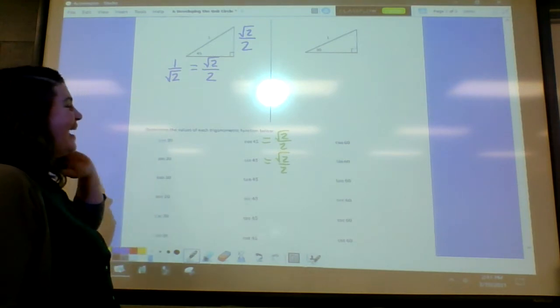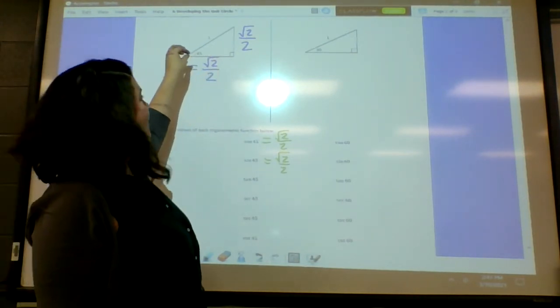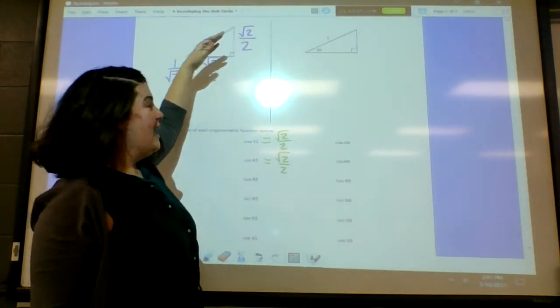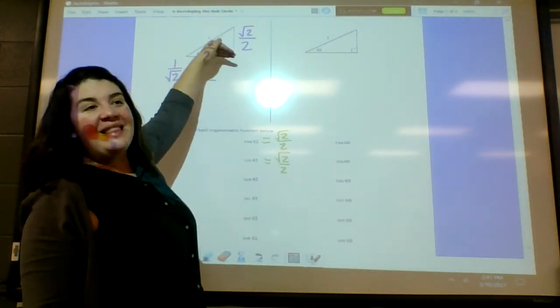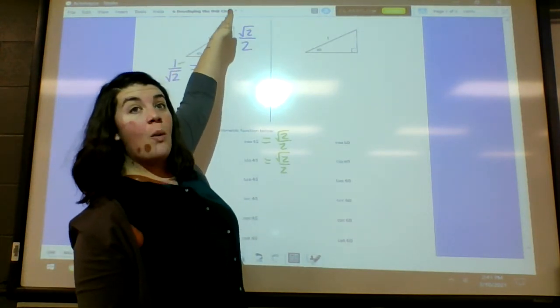No, don't say that. Okay, so cosine of 45, that came from the adjacent, right? And then the sine came from the opposite. The adjacent side, that's where we got the x value from, isn't it? And the opposite side, that's where we got the y value from.